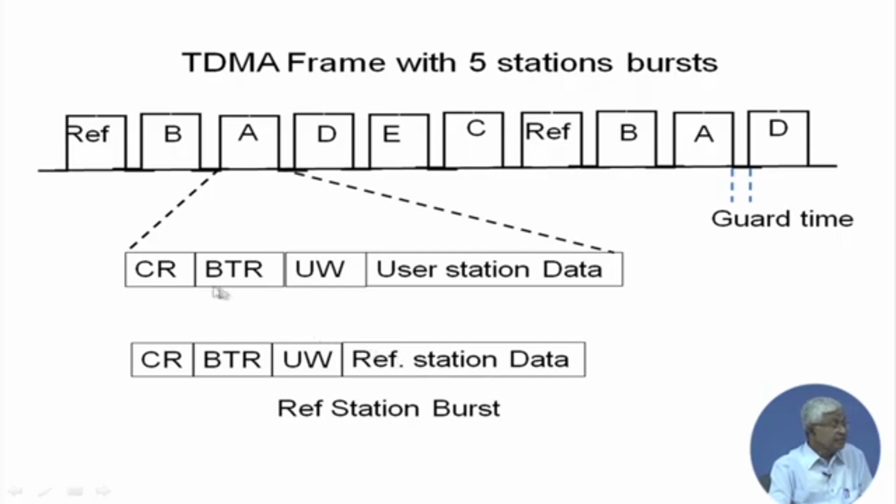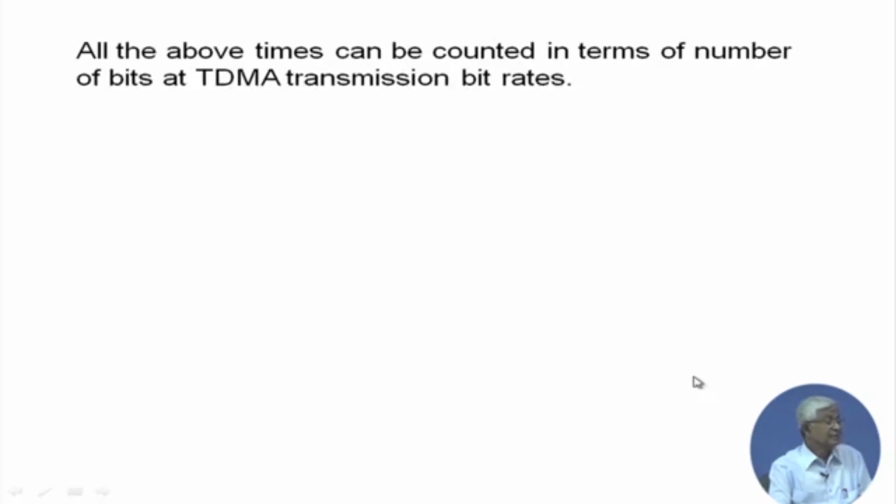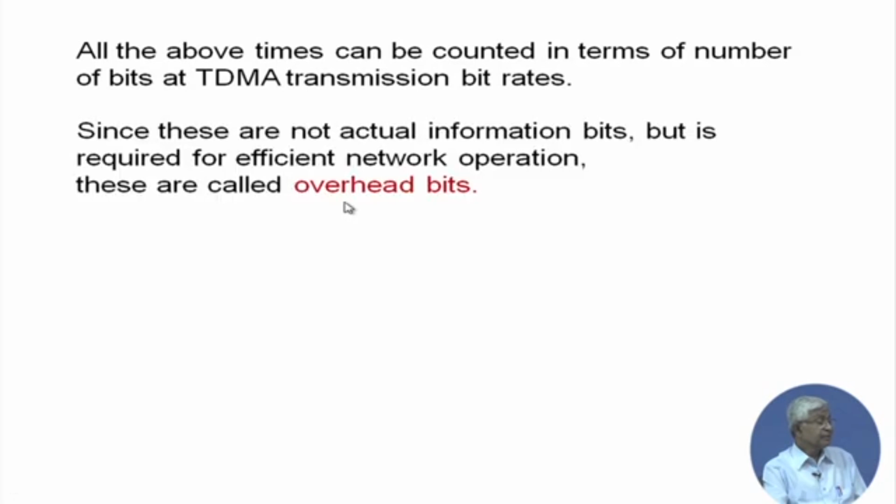Now, these extra things, that is the guard times, and this overhead including the unique word and the reference burst, are not useful bits. They are not the useful bits which are being exchanged. So, these are the losses. Let us look at it. The above times can be counted in terms of number of bits in TDMA transmission bit rate. Since these are not actual information bits, but are required for efficient operation of the network, these are called overhead bits.